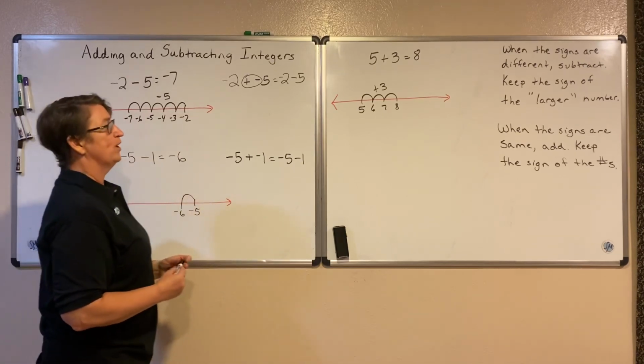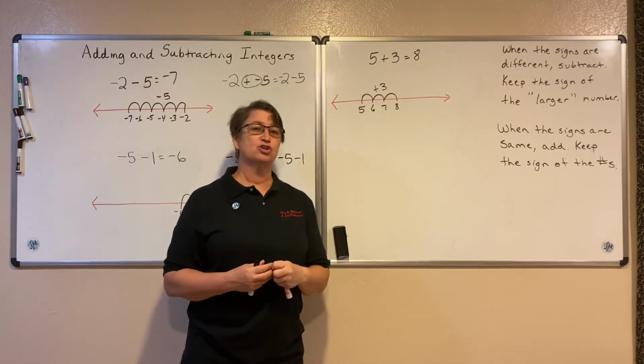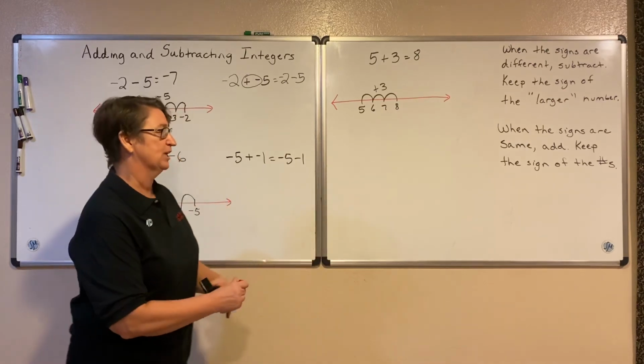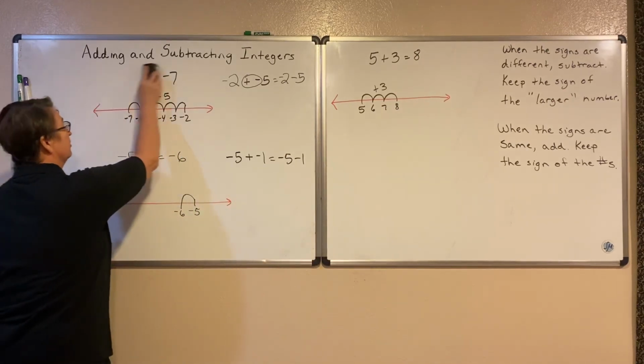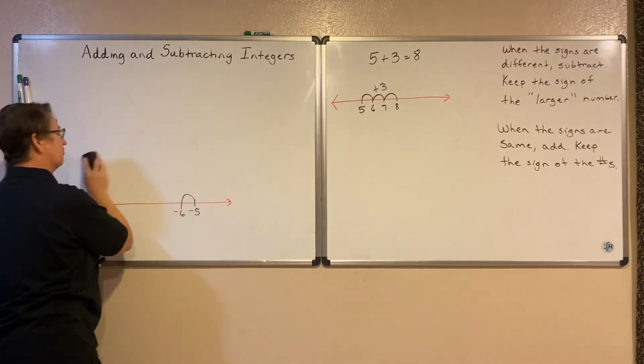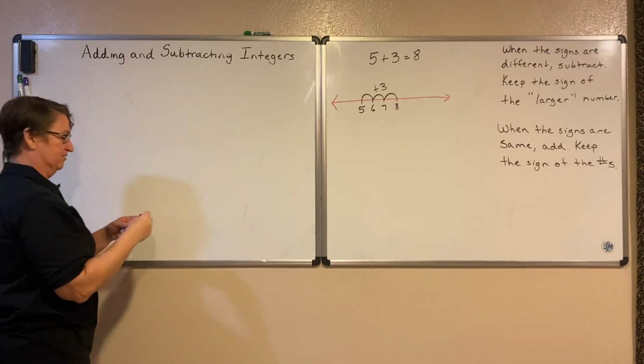So when the signs are different, we're going to subtract and then keep the sign of the larger number. When the signs are the same, we're going to add and we're going to keep the sign of the numbers. So let's put that rule into practice instead of using the number line. Let's see if we can put the rule into practice to do a couple of examples.